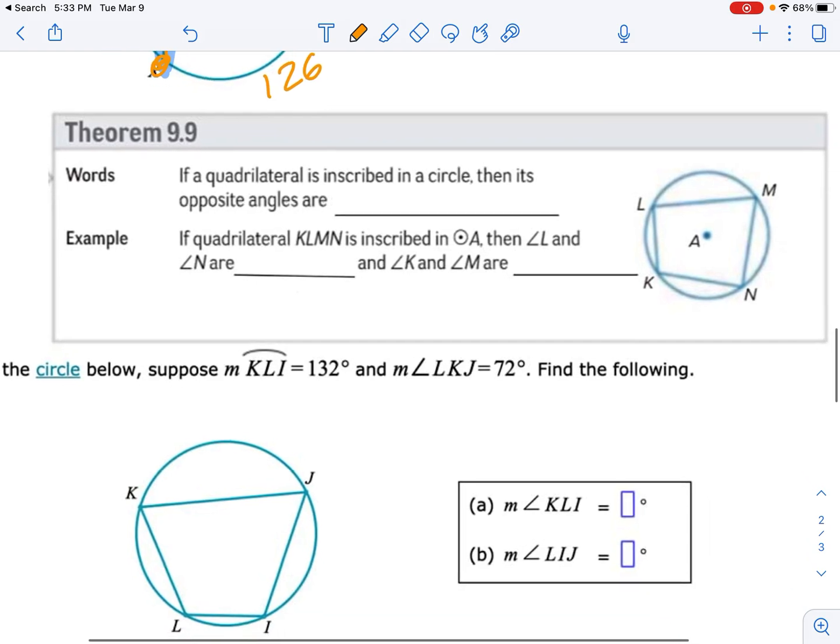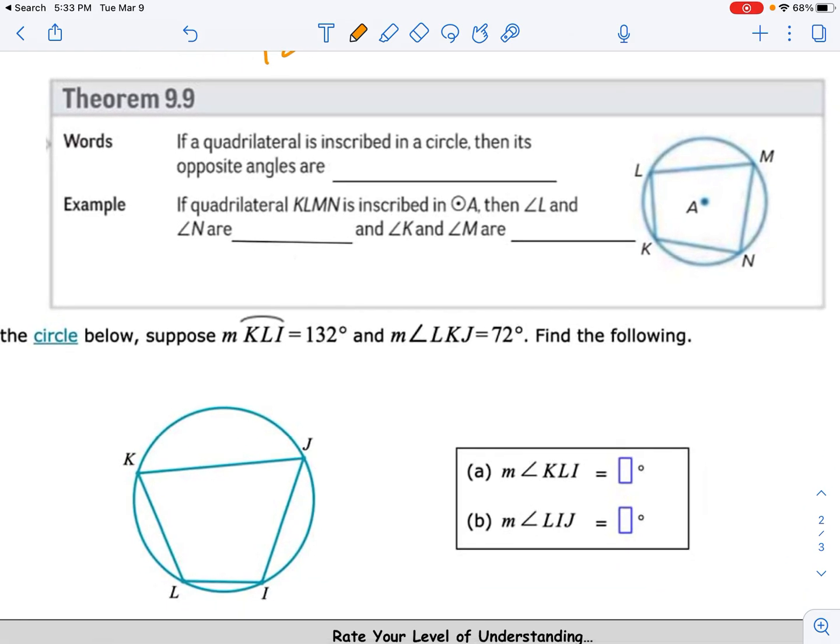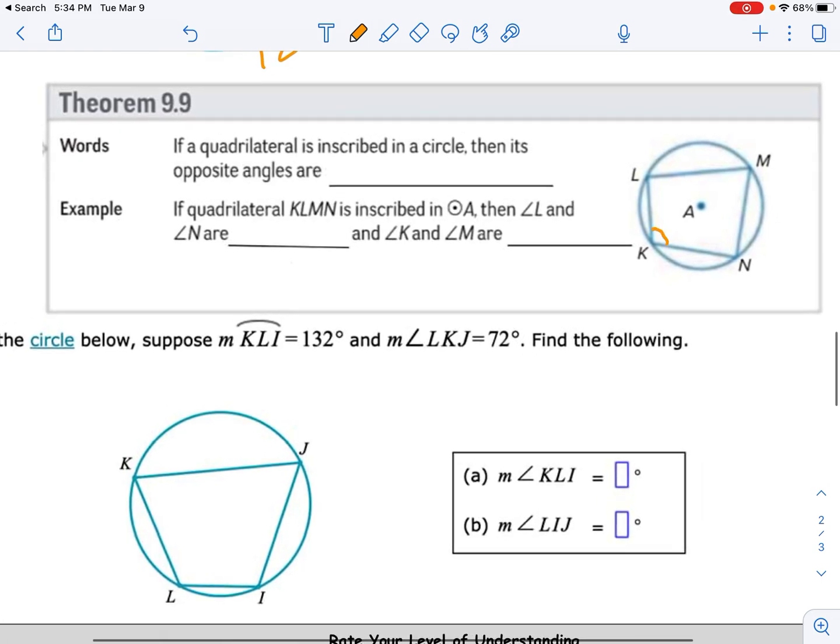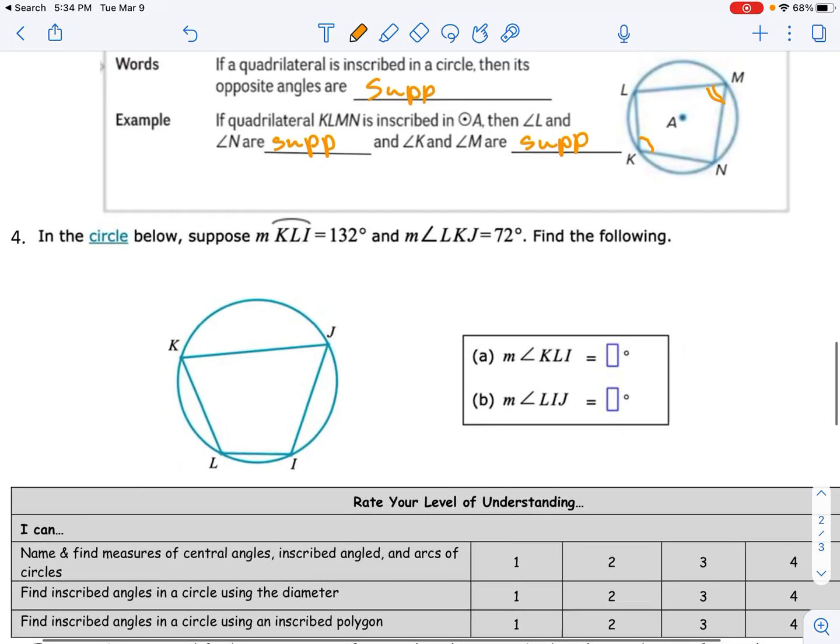Last couple things here. I can't really explain this over the iPad here, but if you have a quadrilateral that's inscribed in a circle, then its opposite angles are going to be supplementary. So that means K and M are going to be supplementary. And that means L and N are also supplementary. So you can put supplementary in for all of these blanks, because opposite angles are supplementary like in those.